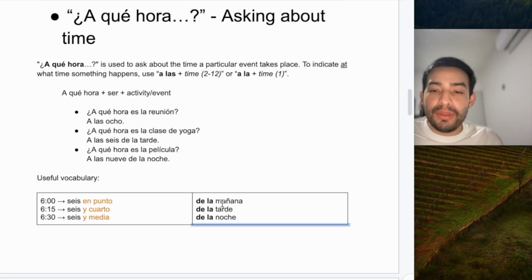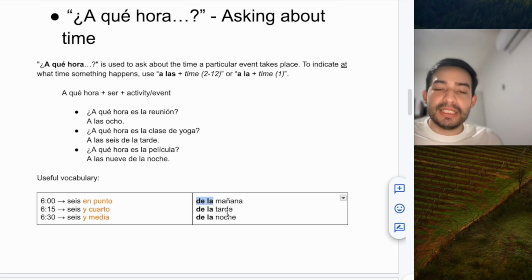Okay, notice how the last word is different: morning, evening, afternoon, and night. But we say de la in all of them. Okay, muy bien. Again, this lesson will be faster because you should be memorizing all of this. I will just explain it, what it means, how to use it. So I am counting on you for that, okay?